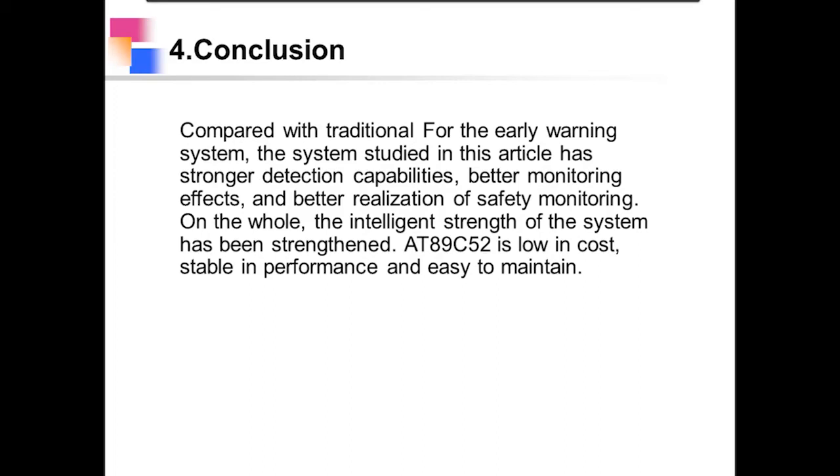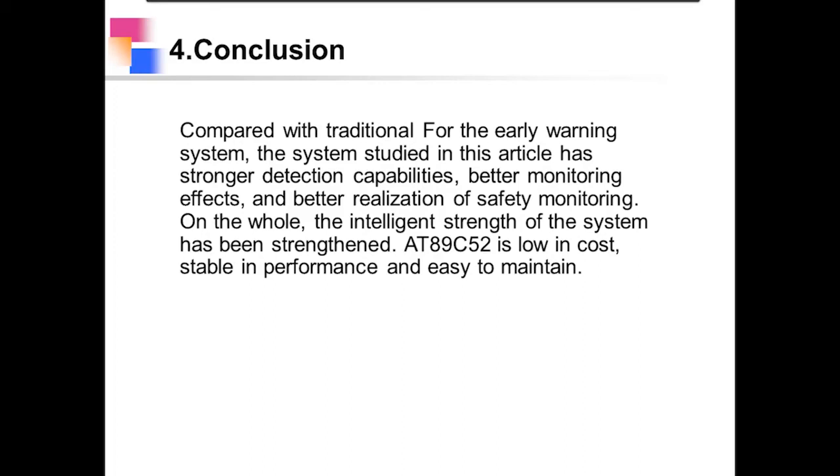Compared with the traditional early warning system, the system studied in this article has stronger detection capabilities, better monitoring effects, and better realization of safety monitoring. On the whole, the intelligent strength of the system has been strengthened.